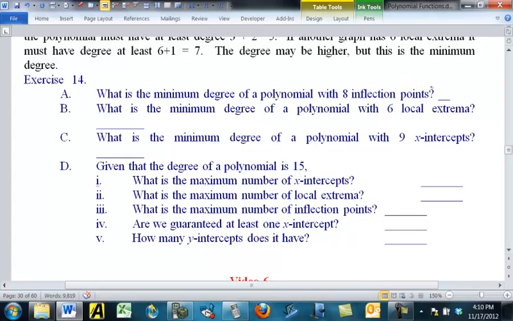Well, it's got to be 2 higher than the inflection points, so it's got to be at least 10. What's the minimum degree of a polynomial with 6 extrema? At least 1 higher. Got to be at least degree 7.